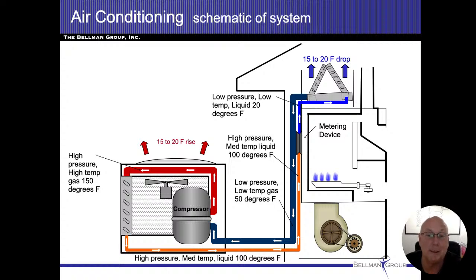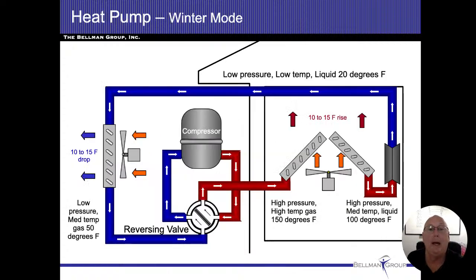In fact, we could take this air conditioning system and basically reverse the flow of the refrigerant. So instead of going one direction, we make it go the other direction. So now, if we start at our compressor again, we're going to compress our gas. It's going to remain a gas.